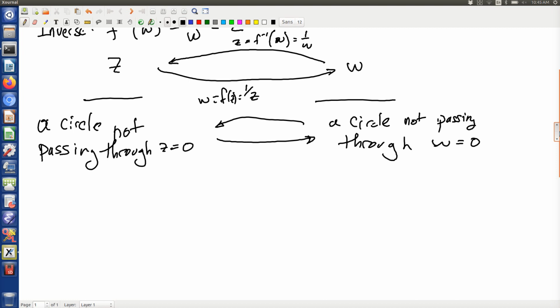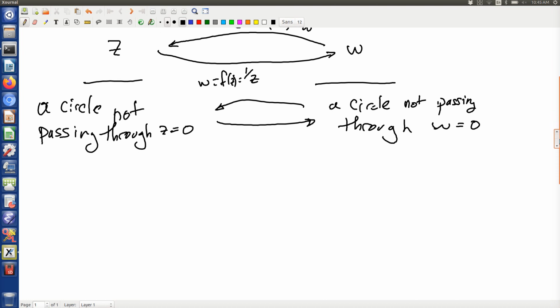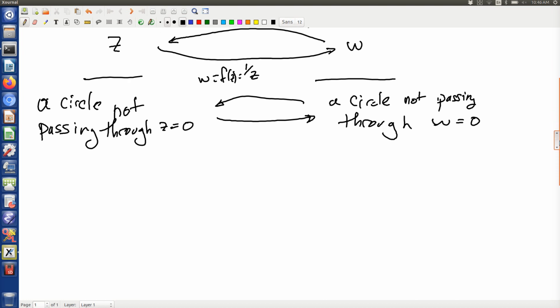Now, what about a circle that does pass through the origin? Well, it's going to hit into the origin, z equals 0. And what's 1 over 0? Well, 1 over 0 is not a number, it's a limit. But we can add in infinity as an additional point. And then we end up with that circle that was passing through the origin now going to infinity on the w side. And in fact, here's how it works.